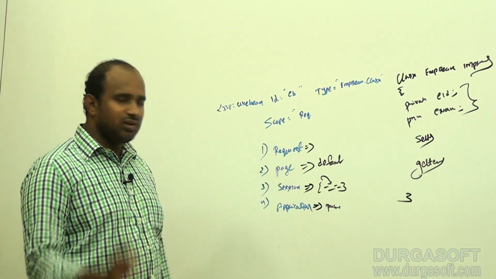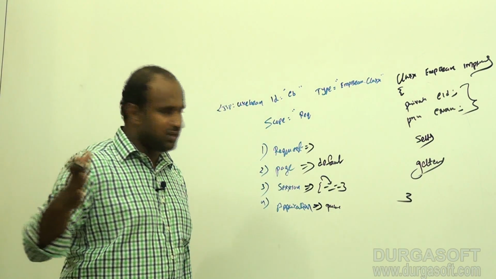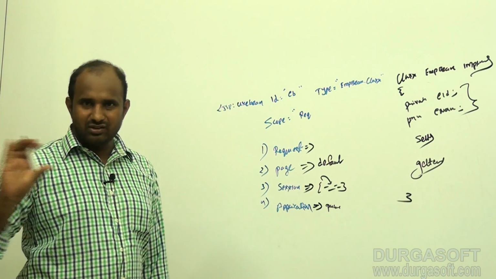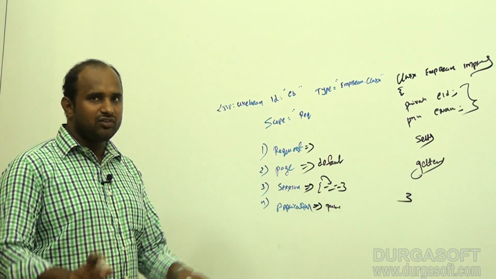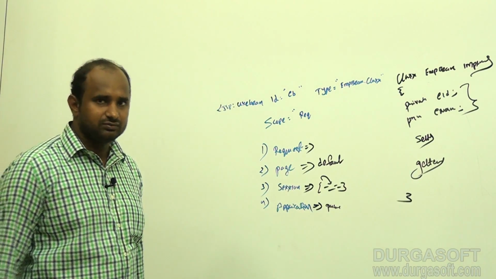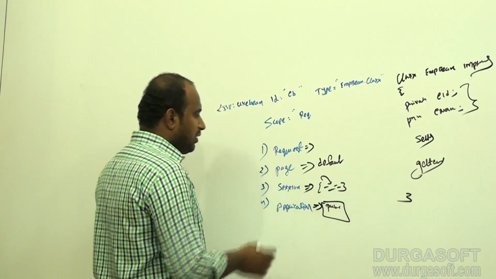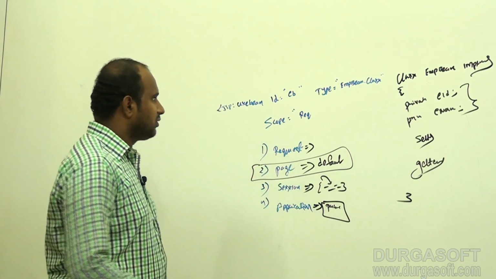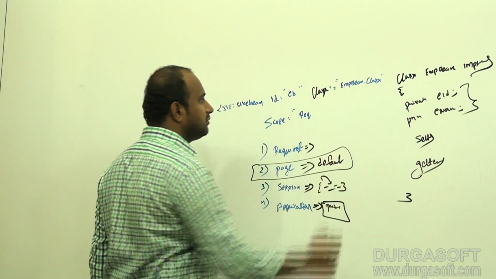So page scope means up to the present JSP. Request scope means how many requests come from the same browser. Session scope means up to the particular time duration, like a session timeout. Application scope means it is applicable for all the resources in the web application. So you can say this is the public scope. And what is the default scope here? Up to the particular JSP file, the scope is there.